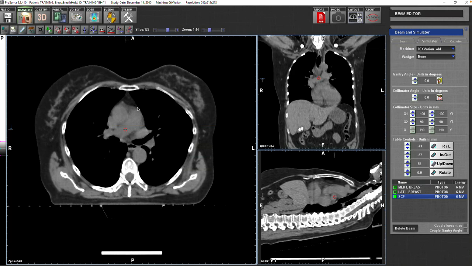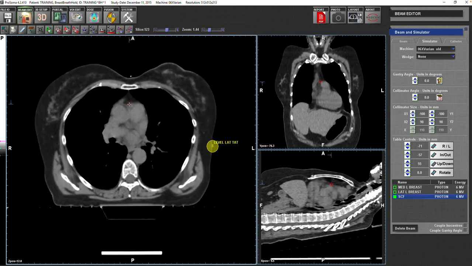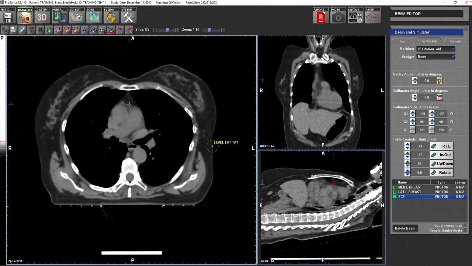In this second part, we will do a very simple method of target volume delineation that you can use for your field-based volume when you put the fields, and it's very useful because it helps you to see where your target is in relation to the bony landmarks.